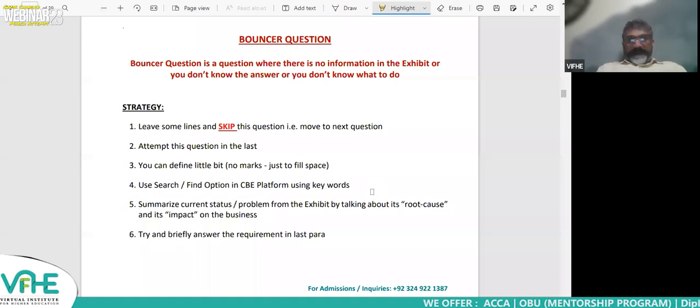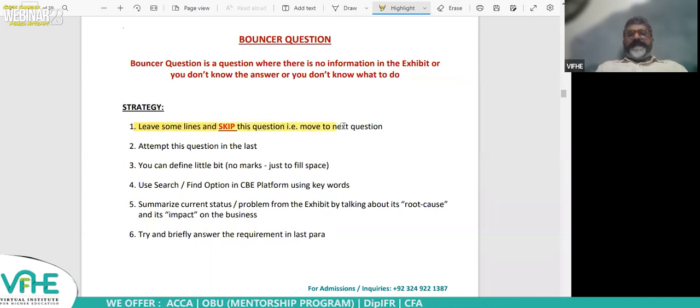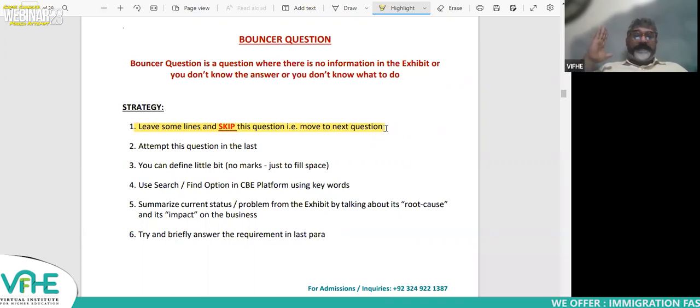Okay, so what to do when we face a bouncer question? The first thing: leave some lines, skip this question and move to the next question. That's the first point. Do not waste a single minute on the bouncer question. Leave it. We will do it in the end. Do not spend even 2 minutes on it. Leave 2, 3, 4 lines and move on, and push it to the end.